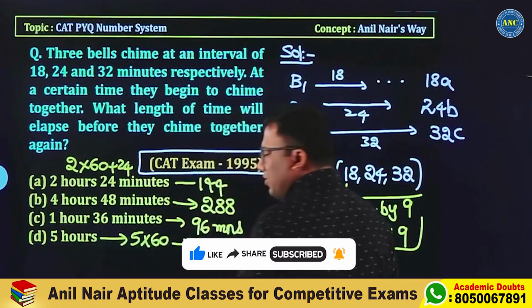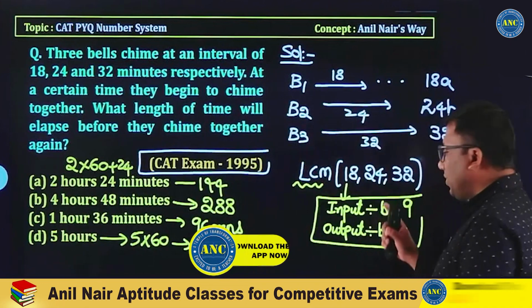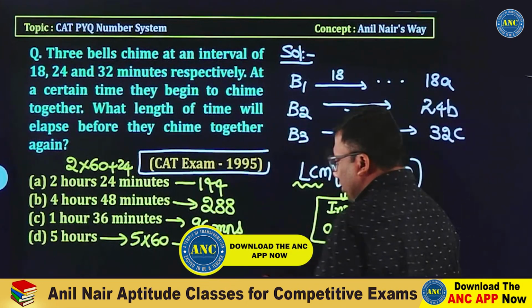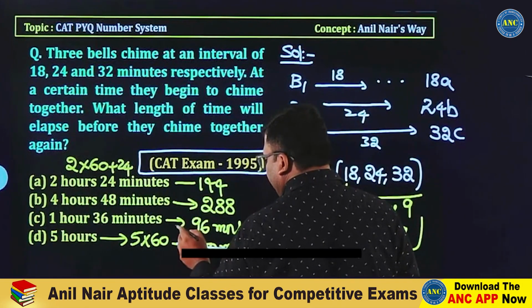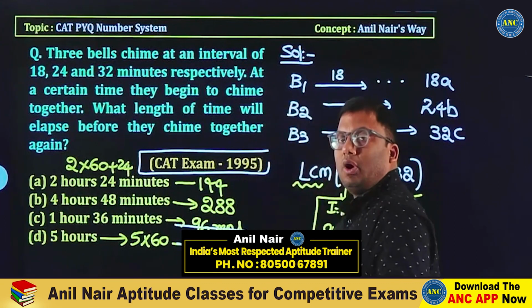Very logically we will solve, sir. Input one number is divisible by 9, output also it should be divisible by 9. So, two options are out.